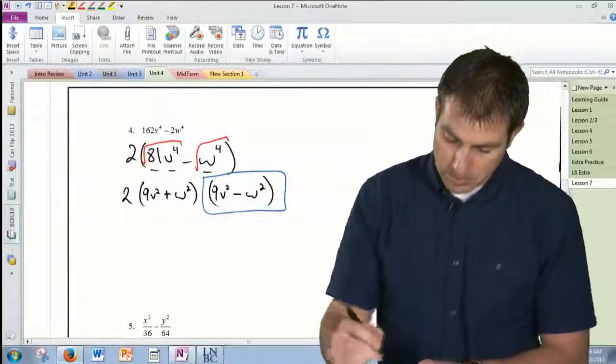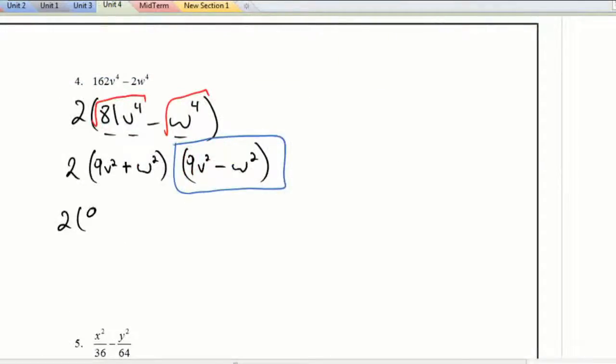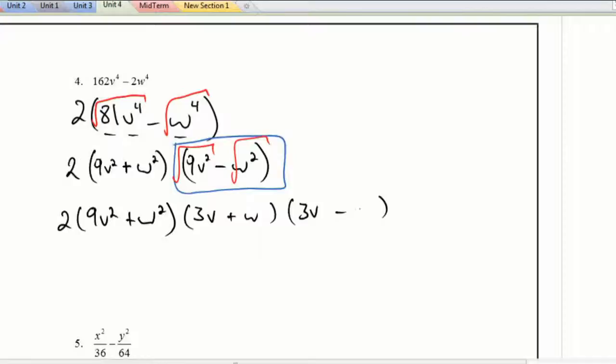So I'm going to drop down my 2, I'm going to drop down my 9v squared plus w squared, and then I'm going to factor another difference of squares. I'm going to take the square root of this guy and that guy. One of them is going to be positive, one's going to be negative. So the square root of 9 is 3, and the square root of v squared is v. So I have 3v and 3v. And the square root of w squared is w. And now I am done.